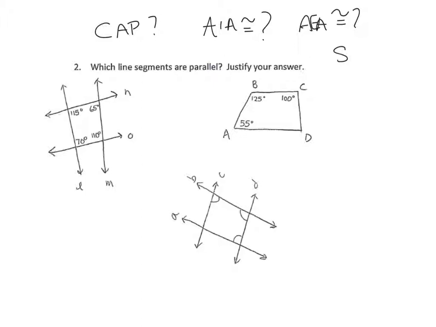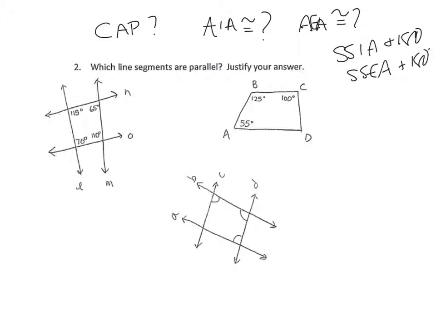Do the same side interior angles add up to 180? Do the same side exterior angles add up to 180? That's what we're looking for. So if we know that these pairs of angles are congruent, or that the same side interior angles add up to 180, then we know the lines are parallel.